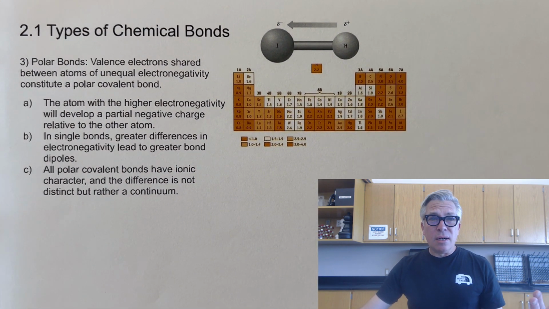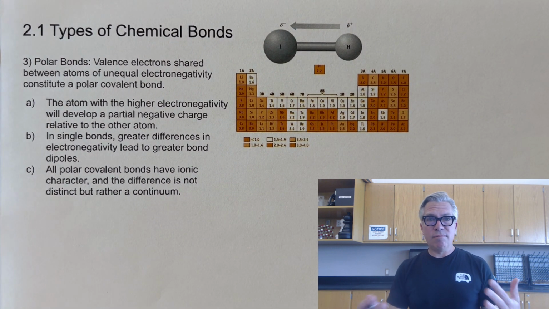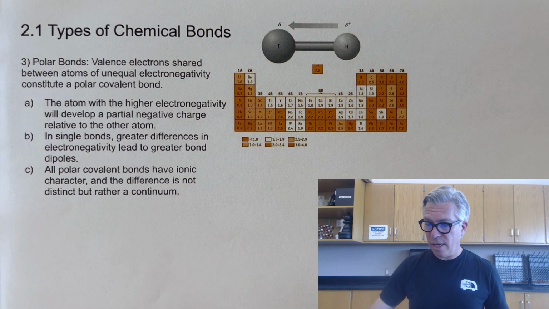Generally, anything with a difference between 0.0 and maybe 0.4 difference in electronegativities, you have to subtract those numbers if you have them. Otherwise, just kind of guess by their position on the periodic table.